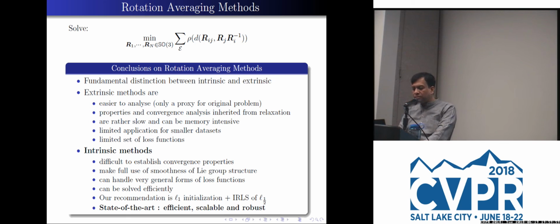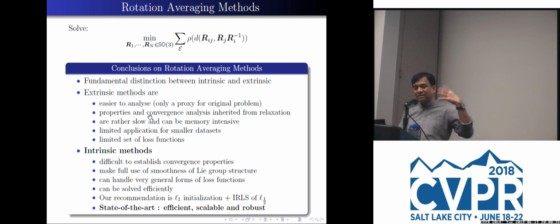In summary, the basic difference is that extrinsic methods are relatively easier to analyze. You'll find a lot of papers which would try and show strong duality, that the gap between the primal and dual is 0 for certain conditions, and therefore their solution is optimal. But remember, that is for the relaxed problem. That is, you do not enforce the constraints on the group structure that individual observations need to satisfy.